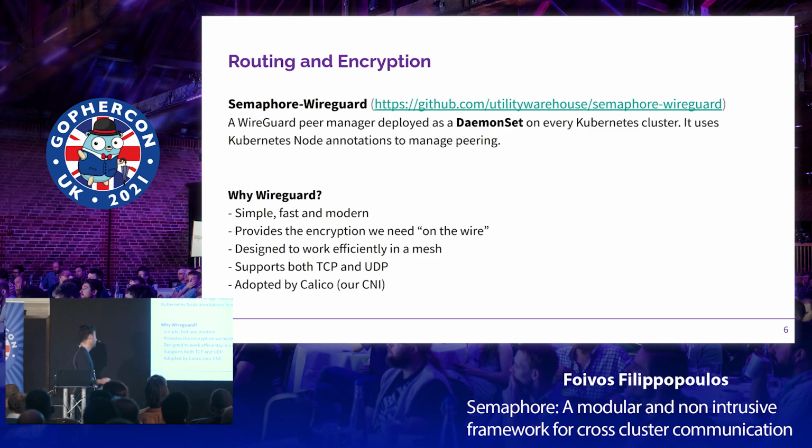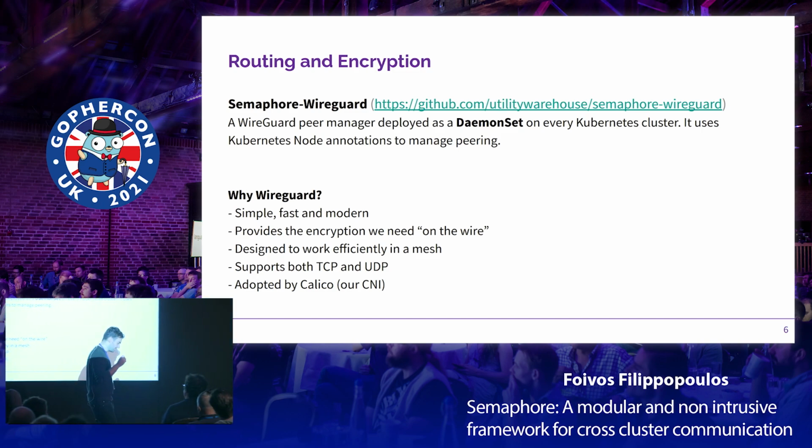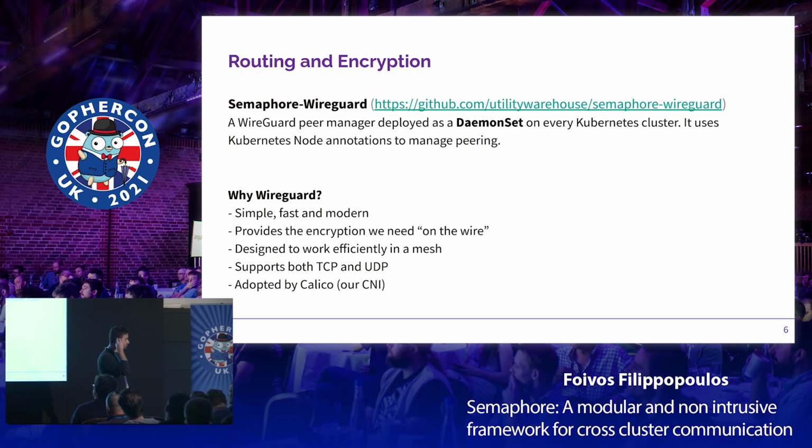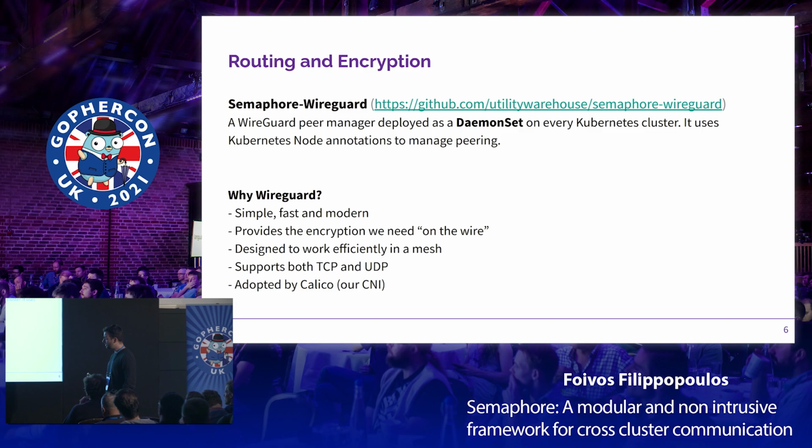So, about routing and encryption, we wrote a small daemon set, which is going to be deployed on all our clusters, on all our nodes, and which is, basically, nothing more than a WireGuard peer manager. So it is a tool to bring up WireGuard interfaces and manage peers for them. And to do that, it utilizes Kubernetes Nodes. And I'm going to elaborate more on that in a bit.